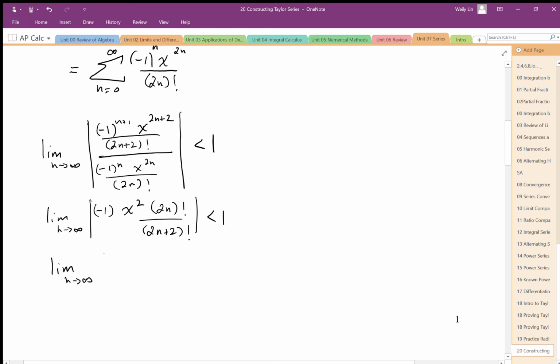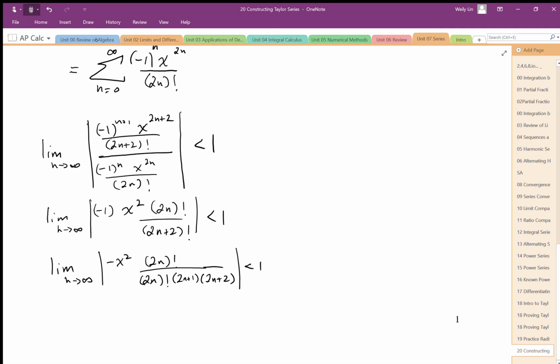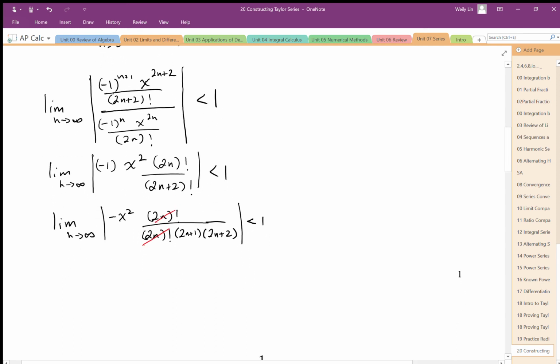as n goes to infinity, I'm going to end up with negative x squared, and the 2n factorials, I'm going to make them cancel out by writing 2n plus 2 factorial like this: 2n factorial times 2n plus 1 times 2n plus 2. So that's equivalent to 2n plus 2 factorial. Canceling those terms out, I think I can now establish my limit.